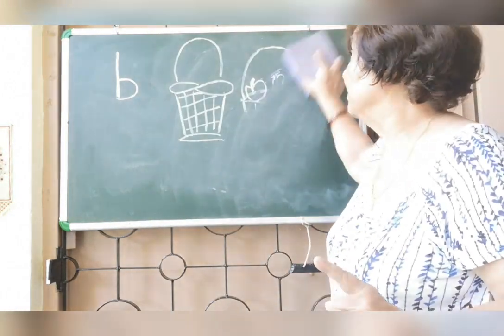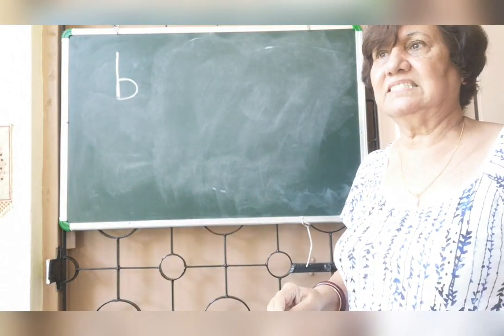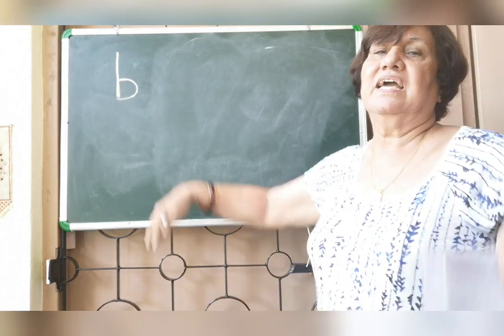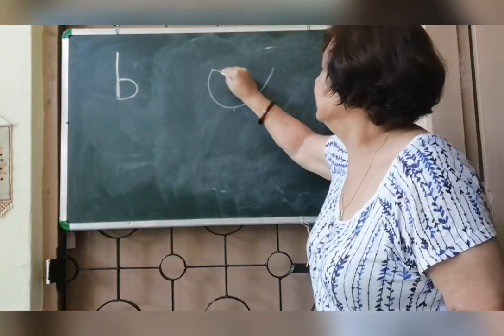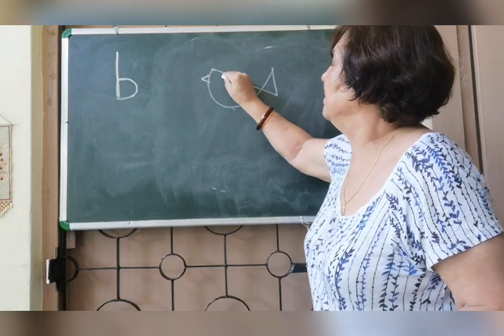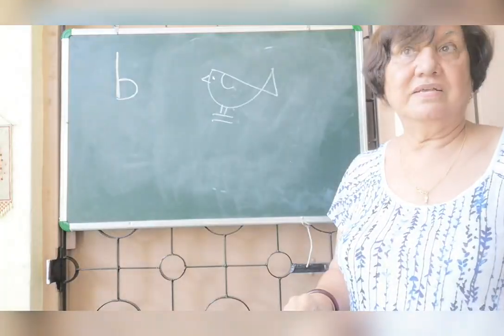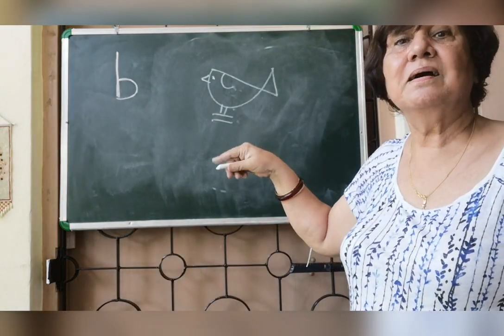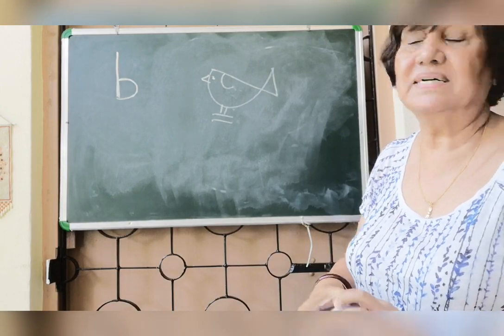Now you see something flying in the sky. What is it that flies in the sky that begins with B? It flies high in the sky. And what do you call it? Can any one of you tell me what is this? This is a bird. B, bird.